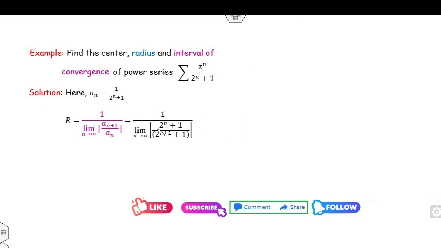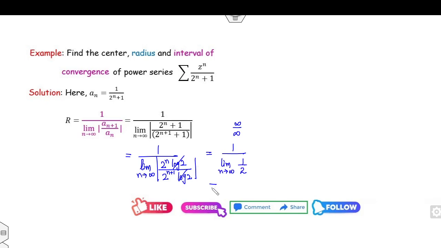Now as n approaches infinity, it is infinity by infinity form, so you can use the L'Hopital rule. If you use the L'Hopital rule, it will be 2 raised to power n log of 2 divided by 2 raised to power n plus 1 log of 2. So this value will be 1 over limit n approaches infinity. This value is 1 over 2. So clearly this value 2 is the right answer.